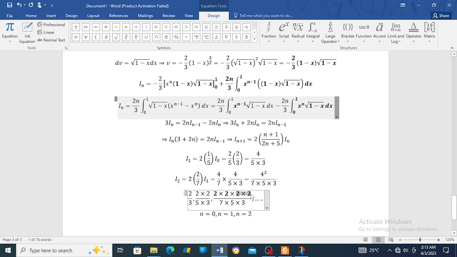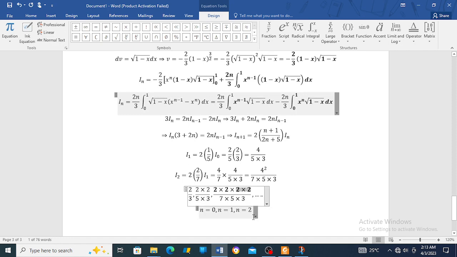So this is just a drill to help you to get the general term. When you get the general term, you put your comment in the comment section. I'm going to tell you if it is correct or not.